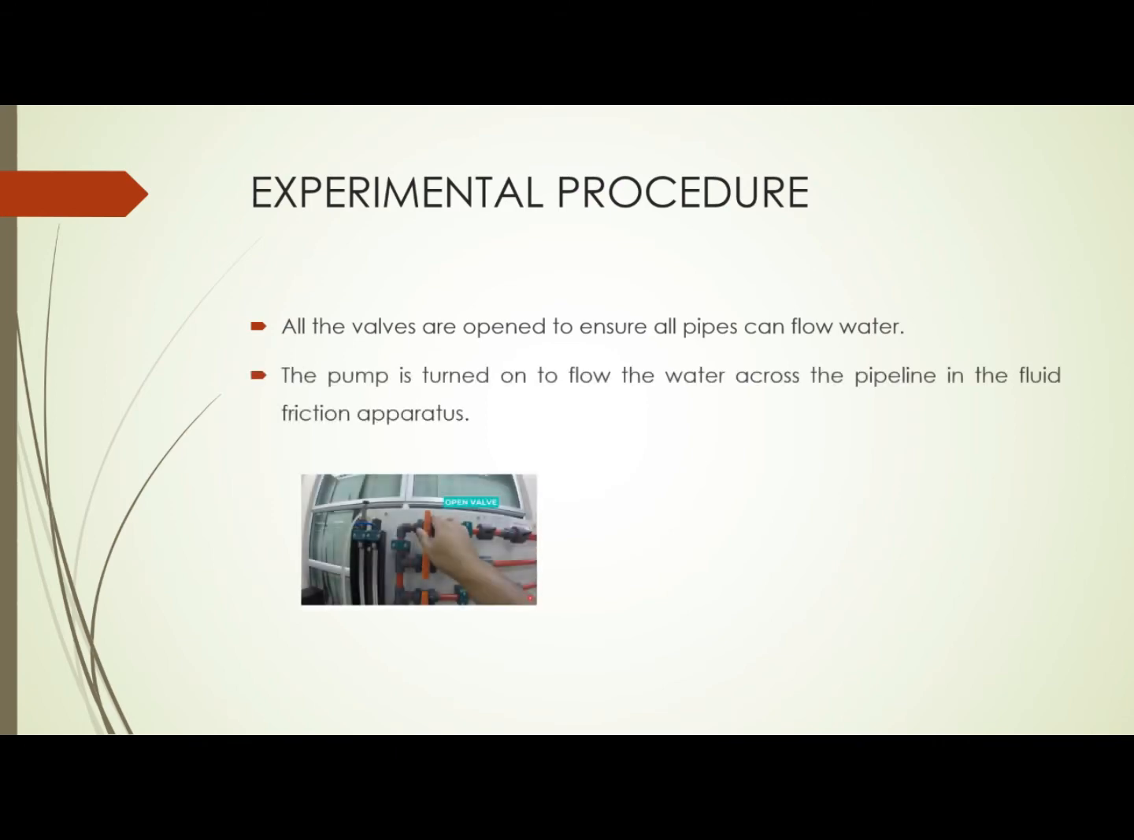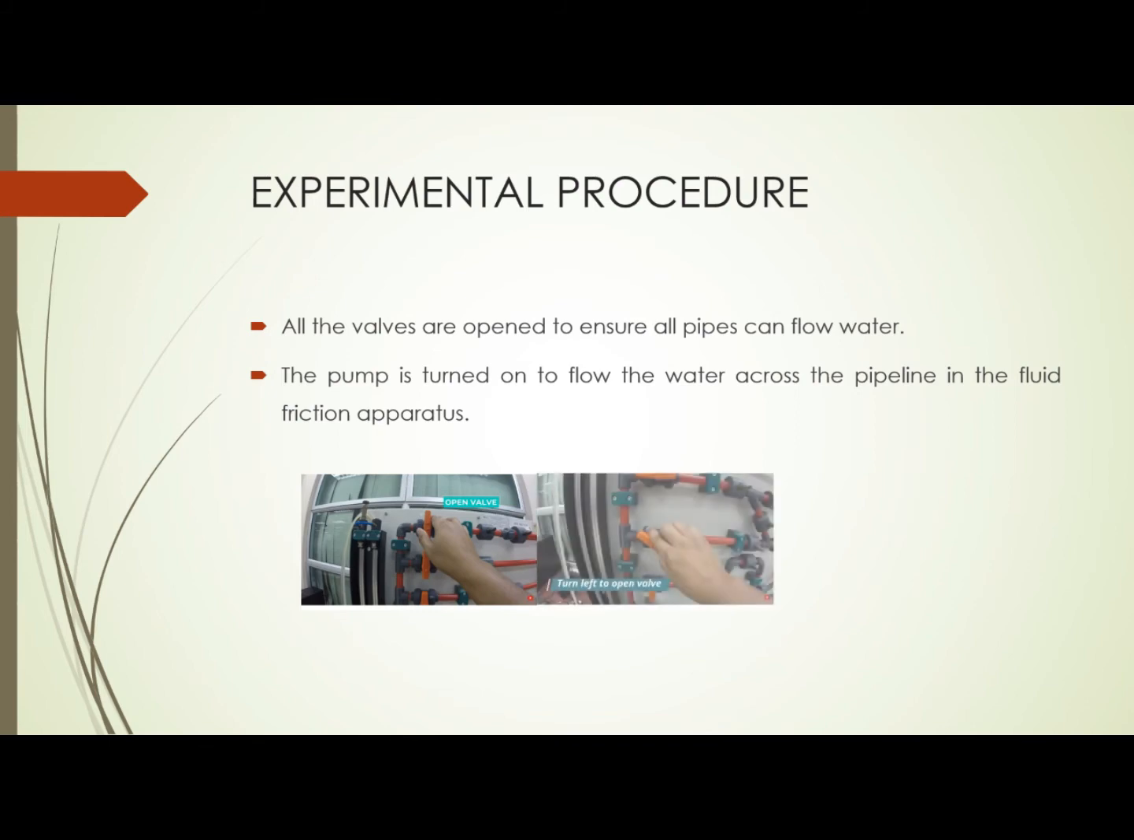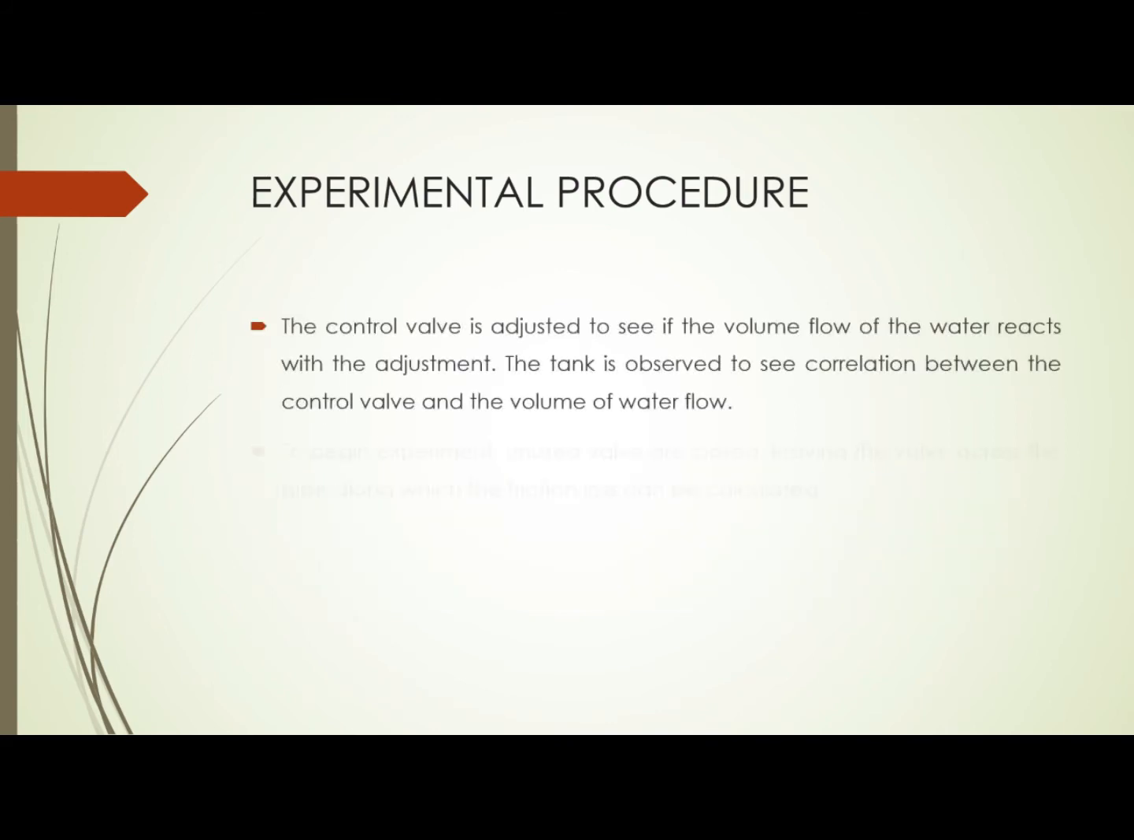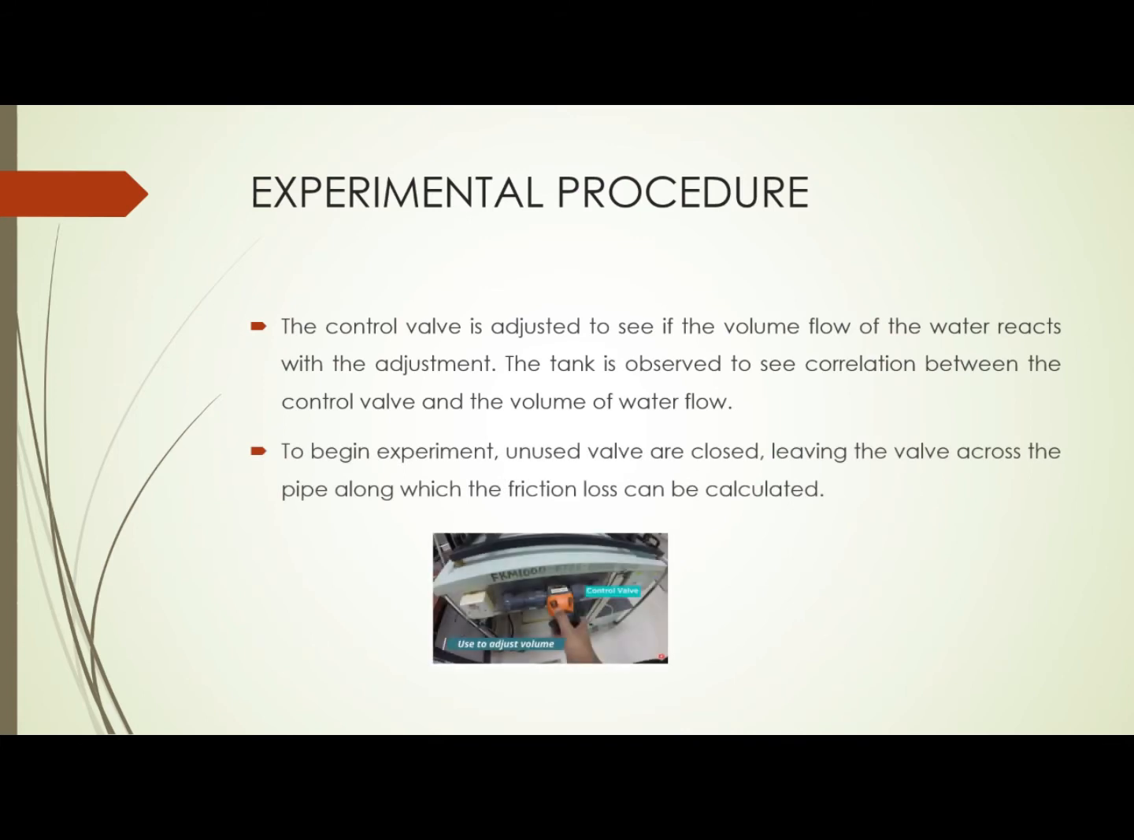So, experiment procedure. All the valves are open to ensure all pipes can flow water. The pumps are turned on to flow the water across the pipeline in the fluid friction apparatus. The control valve is adjusted to see if the volume flow of the water reacts with the adjustment. The tank is observed to see the correlation between the control valve and the volume of water flow.